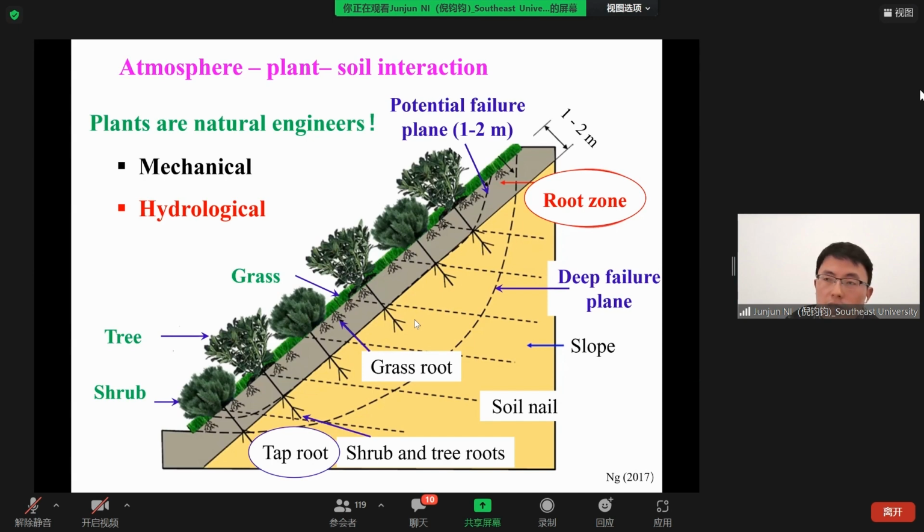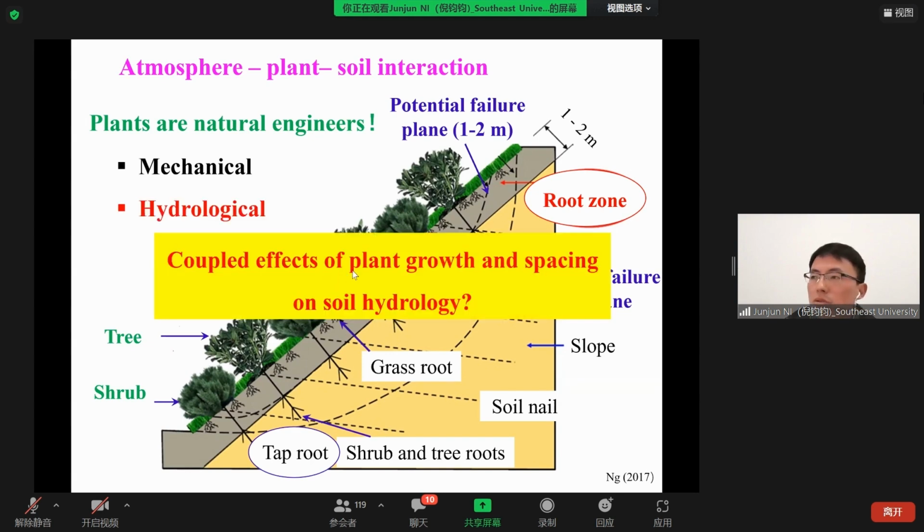Okay, so no matter in slopes or other geotechnical earthen structures, one question we want to ask is, because plants are a living material, they will grow. So how do the growth and also the planting pattern affect the soil hydrology, the surface and subsurface water flows?